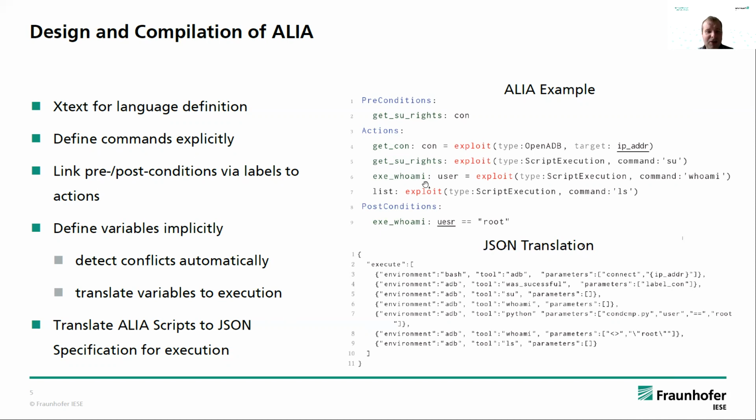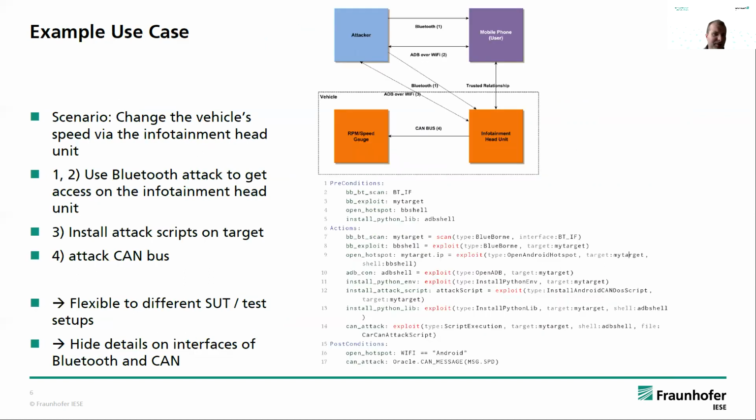Such an ALEA script is translated automatically to a JSON representation, which you see here below. And within the translation, you see that the list of tools is filled out, and also that the necessary parameters are set. This JSON file is taken by an attack execution engine to be executed within the test.